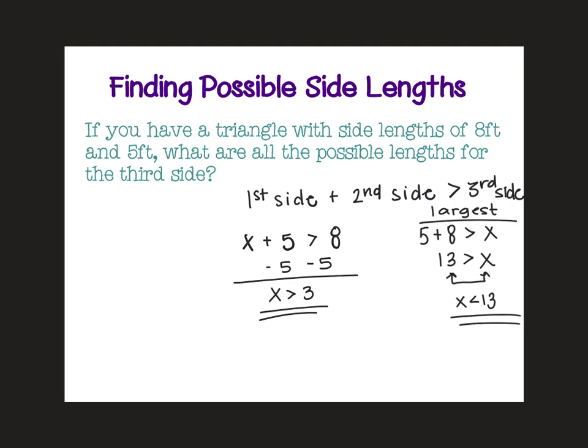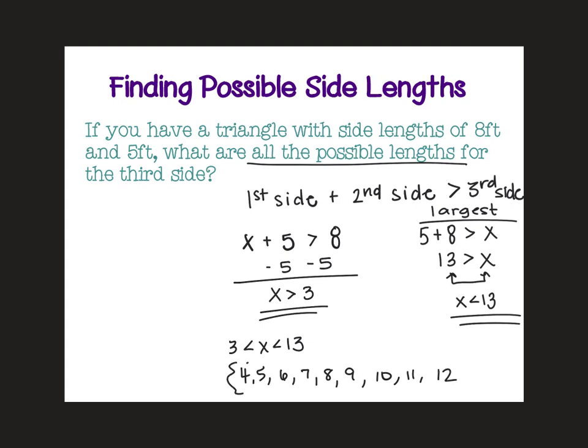So all the possible side lengths are x could be greater than 3, but also has to be less than 13. So x is greater than 3 and less than 13. So you can rewrite it like this if you want to. You totally don't have to. All that means is the answers could be 4, 5, 6, 7, 8, 9, 10, 11, or 12. So that just gives you this big range of answers.